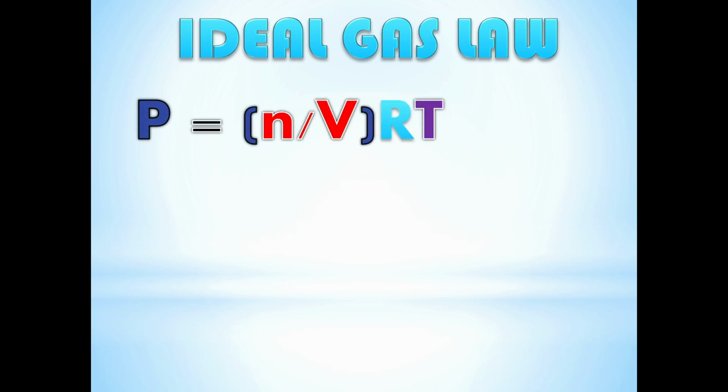So let's look at how concentration compares to pressure. We'll go to the ideal gas law. Ideal gas law is PV equals nRT. But I move the V to the other side, and I get P equals n over V times RT. Well, n over V is a concentration. It's a molarity.